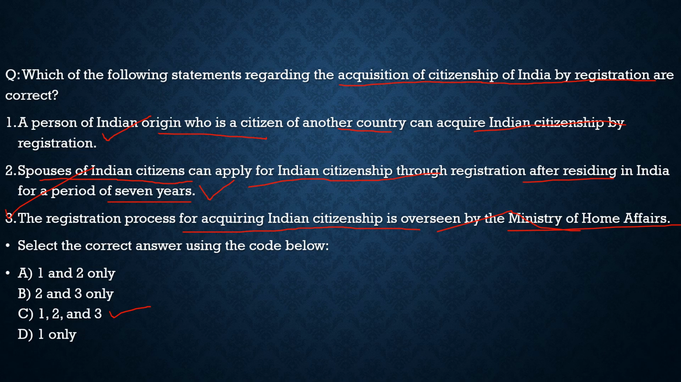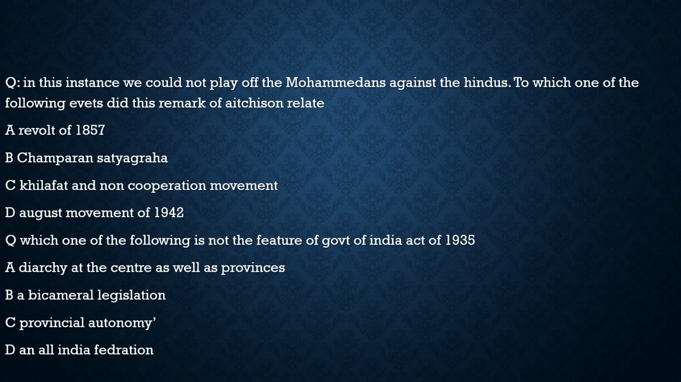Now let's go to the last part of our discussion, which is solving the previous year questions. Here the first question is a statement from Atchison. He was the governor of Punjab. Let's discuss his statement. He says, in this instance we could not play off the Mohammedans, which are Muslims, against the Hindus. To which one of the following events did this remark refer? So we have to see on which event did he state this statement.